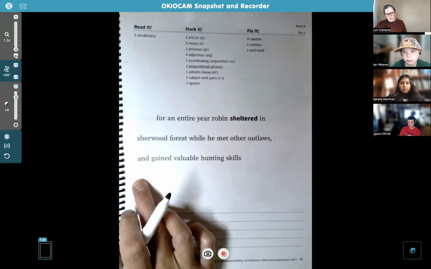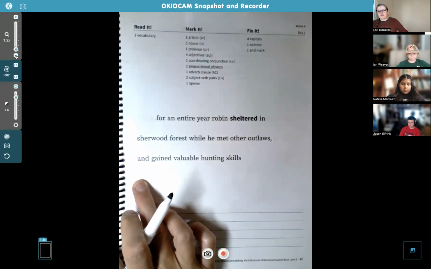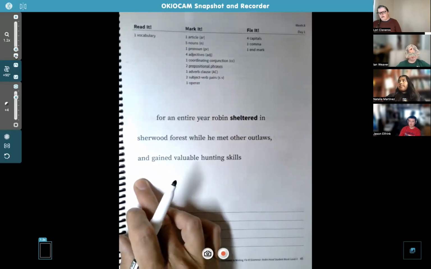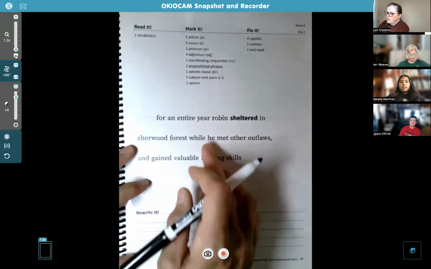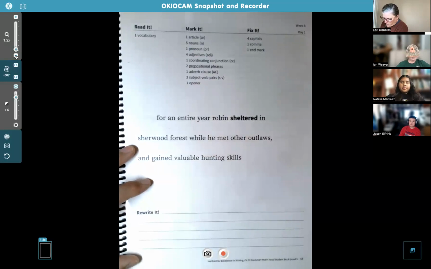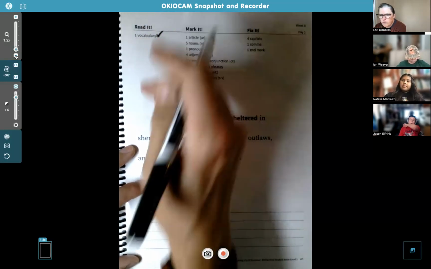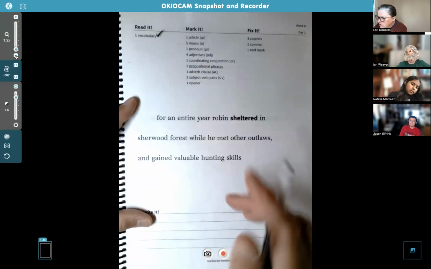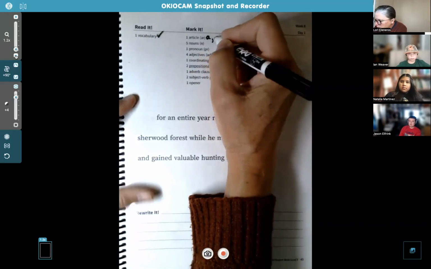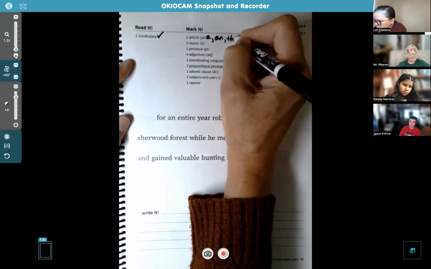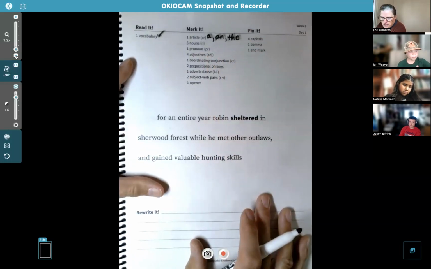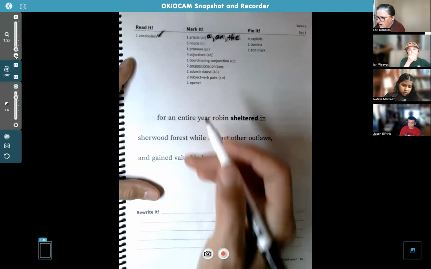So the vocabulary word is sheltered. And basically that means to hide, right? So he was hiding in Sherwood Forest. He was sheltered in Sherwood Forest, meaning he was hiding or finding refuge there. So go ahead and put a check mark by vocabulary. We've got the article. Go ahead and write them in up here first. And go ahead and find the article and label it AR.